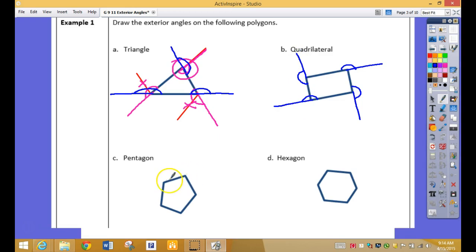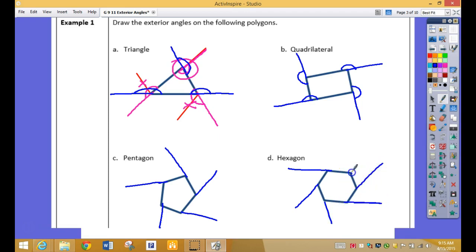Now this one, I could go straight off of this line or straight off of one of these. Extend a line out. There we go. Hexagon, follow the line out, follow the line out, and there you have it. Exterior angles of your polygon.